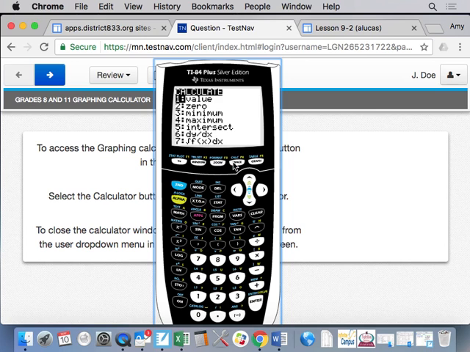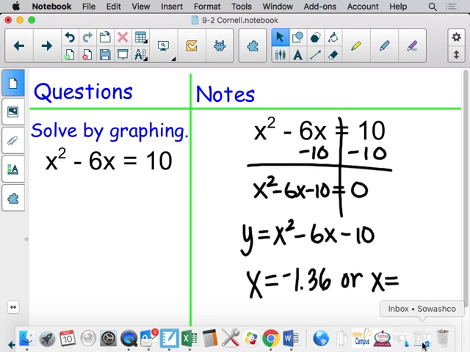Second, calc again, looking for my zeros. I need to trace and move over to the other side. There it is. So this is my left boundary. This is my right boundary. So I hit enter and then enter again. 7.358, so 7.36. So far both of these have had 2 solutions.